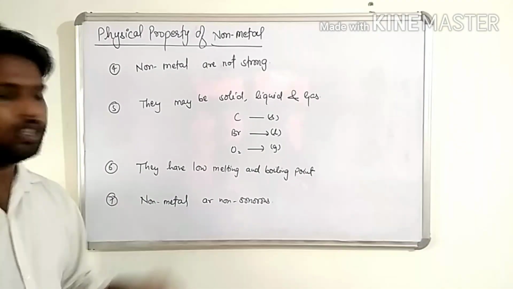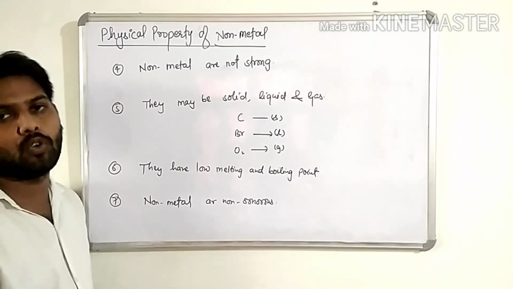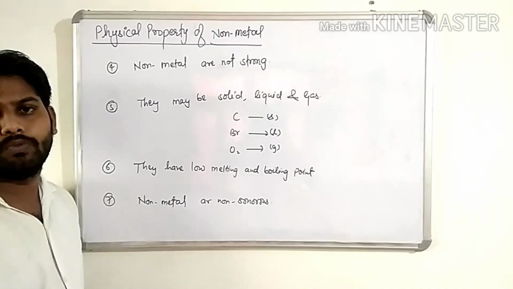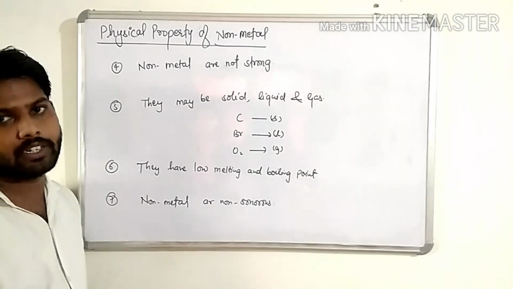Non-metals are non-sonorous, meaning they do not produce sound when we hit an object. Clear, children? Now in the next video I will explain the chemical properties of metals and non-metals.